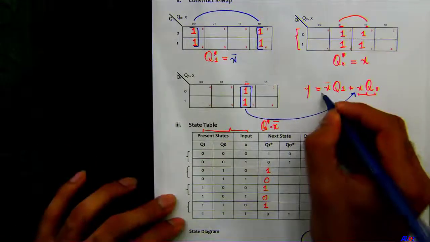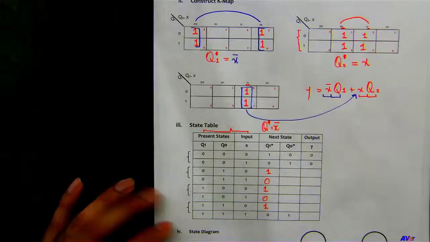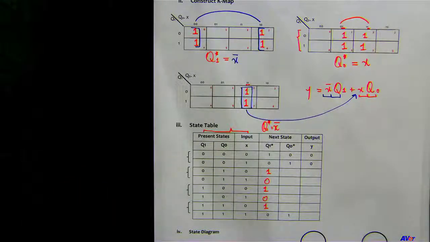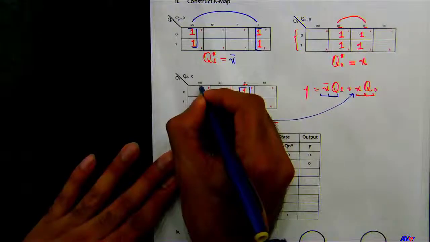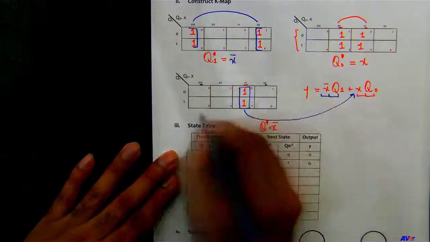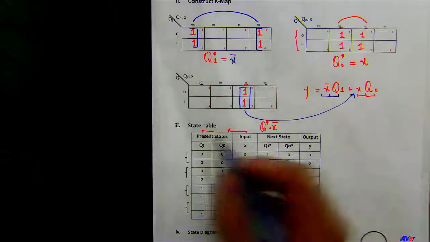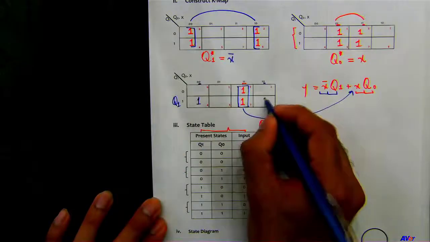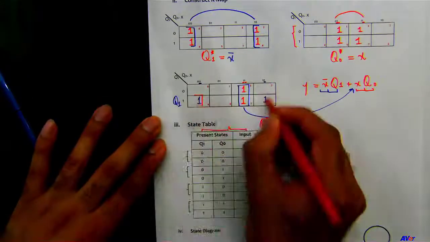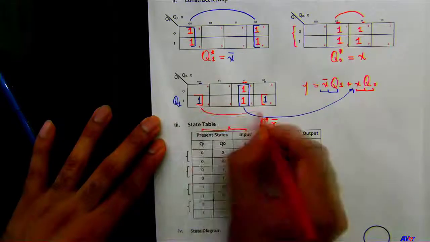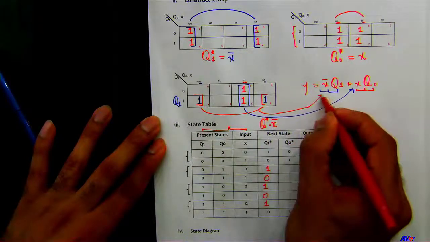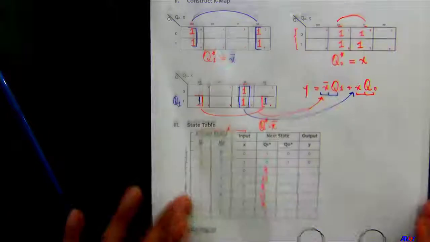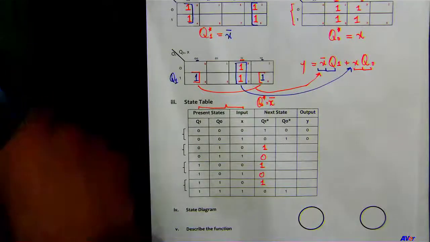How about this? X bar Q1. Where's X bar common? Yes, Hunter. 6 and 4. So X bar is going to be here and here. 6 and 4. And then I'm assuming that you said 6 and 4 because we got Q1 here, correct? Yes. Okay. So we got 1 here and then 1 here. So if we make a pair here, this pair is going to give us this term right here, X bar Q1. Okay.